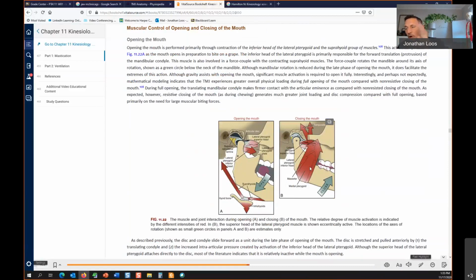Now remember, all of these images are going to be in my lecture, so you'll have the PowerPoint, so don't worry if you don't have this particular textbook. I just think it illustrates them much better because you can see the angles, and the arrows are proportional to the amount of force being generated. They do a great job of showing muscle action in this textbook.